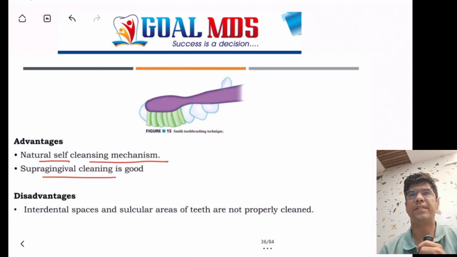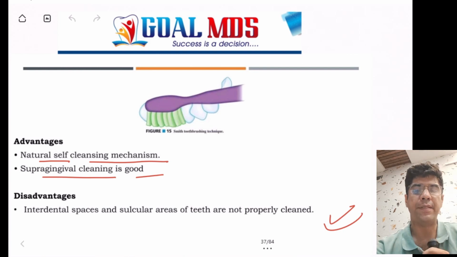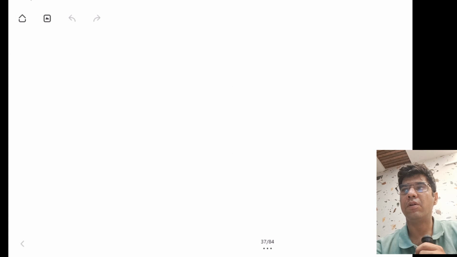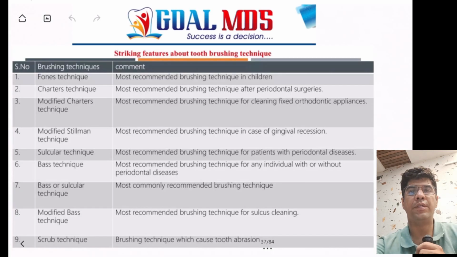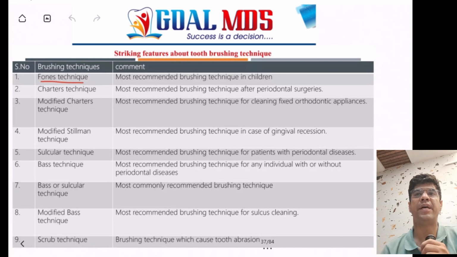So the advantage is it is a natural self-cleansing mechanism. Supragingival cleaning is good, and the interdental space and the sulcus area are not cleaned properly. So this was all about toothbrushing and technique. This table is very important from your entrance exam point of view.